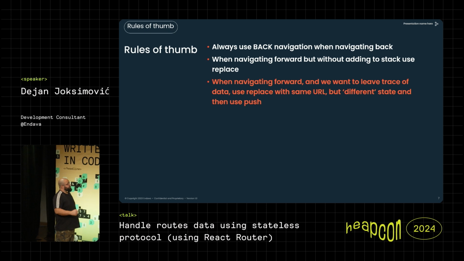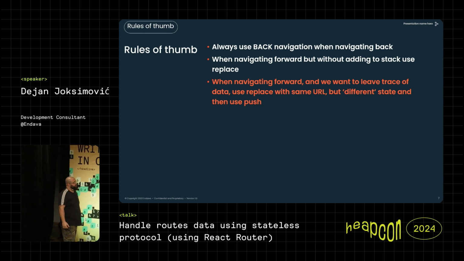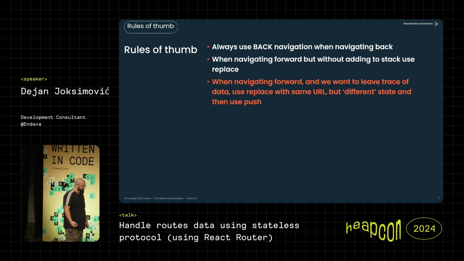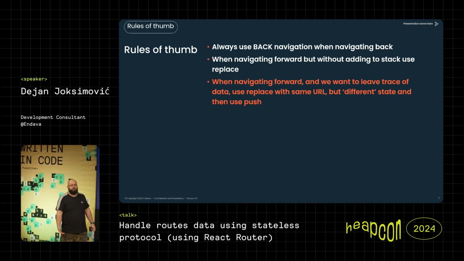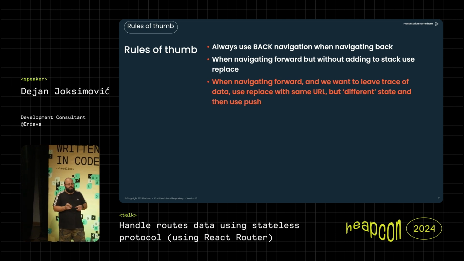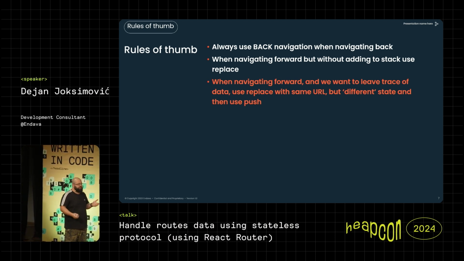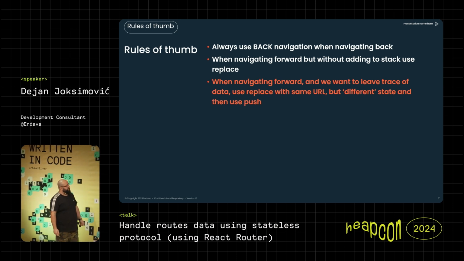And then we want to use push. So those are two consequent actions. They are sequential. But from a certain perspective, it's one action from a user. The user just navigates to the next page using a certain button, which a certain entity doesn't matter. But we do want to leave the trace of data. That's one programmatic action. The other action is to simply go forward.